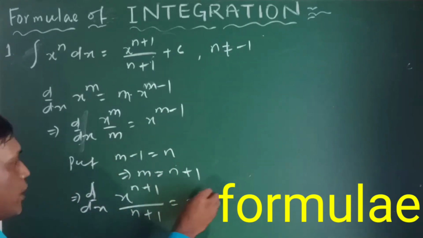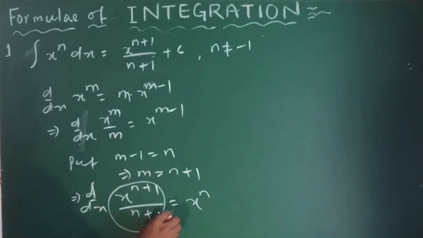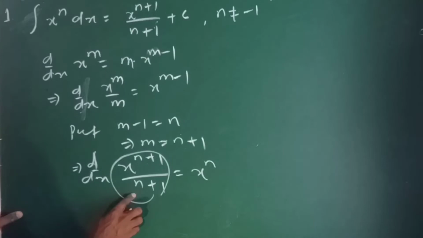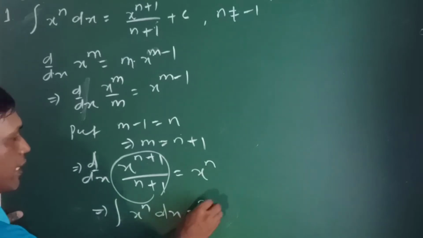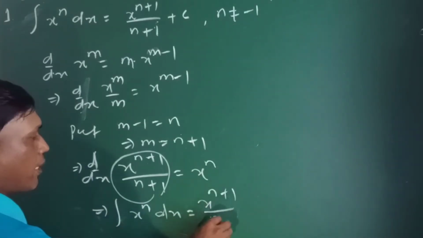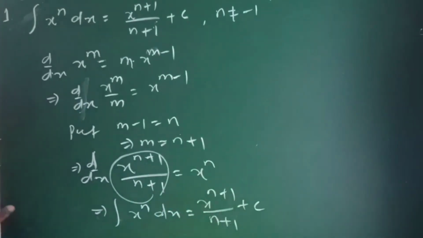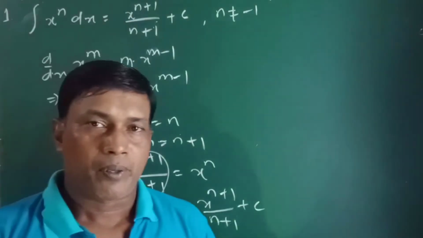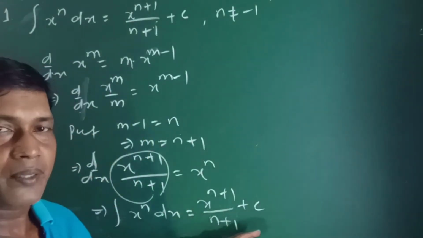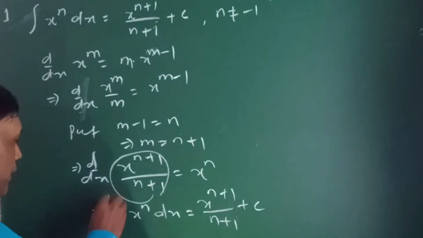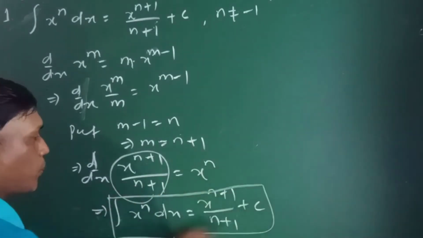M minus 1 is n. So the derivative of this is x to the power n. If the derivative of this is x to the power n, which implies the integration of x to the power n with respect to x is x to the power n plus 1 by n plus 1 plus c. I have already said for every integration there will be a c here.